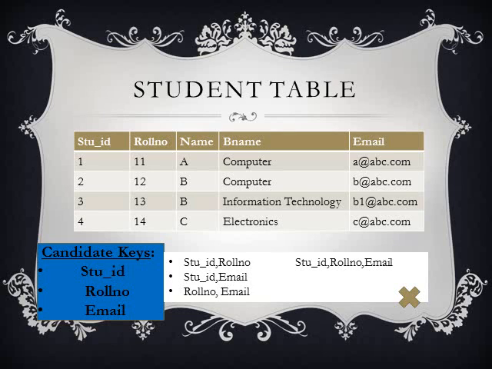We have the student table. Candidate keys are selected from the set of super keys, a super key with no redundant attribute. So student ID, roll number, and email alone are sufficient to uniquely identify a row of the student table. So the candidate keys we have selected are student ID, roll number, and email.